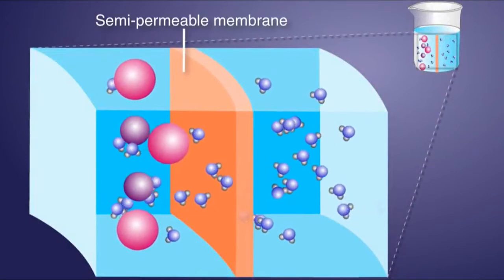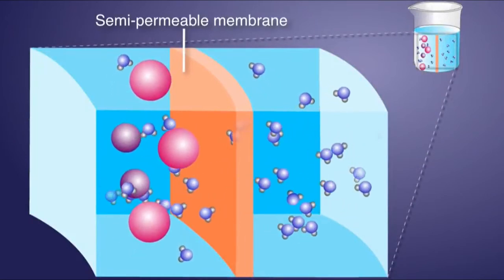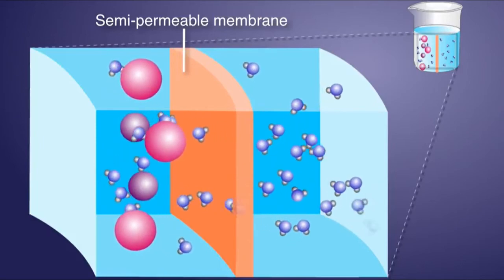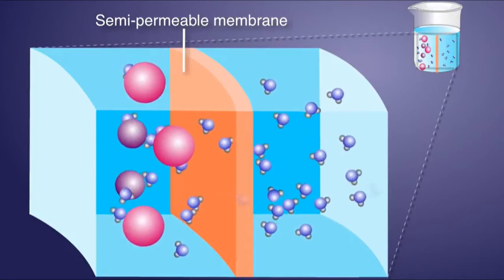A semi-permeable membrane, also called a selectively permeable membrane, is a membrane that allows certain molecules or ions to pass through it while blocking others.